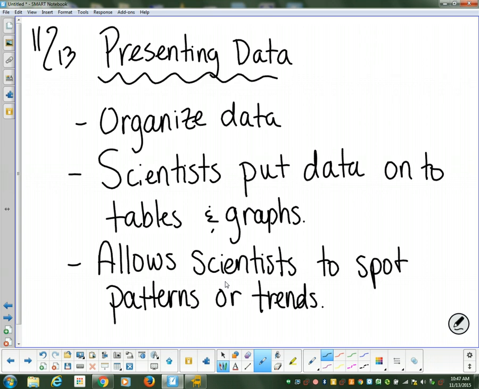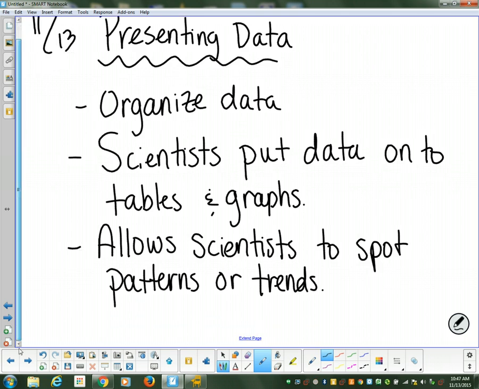So scientists organize data, they make sure that they put it onto a table or a graph, and this allows us to be able to spot a pattern or a trend. Okay, any questions on that so far? All right. Moving on, all right?